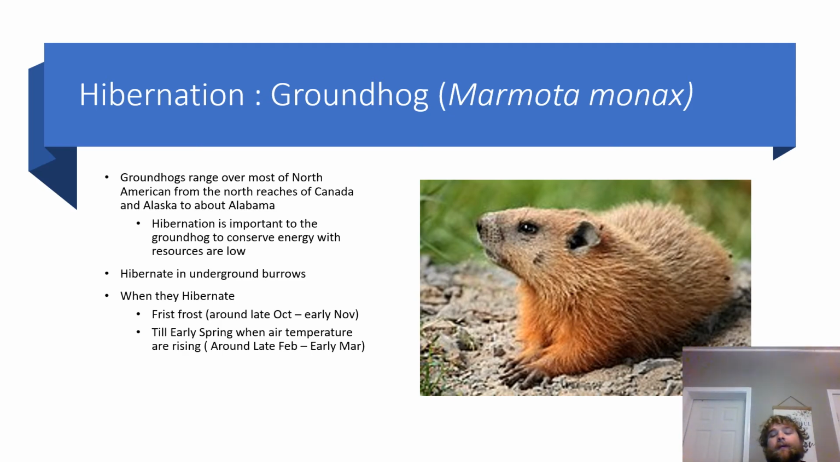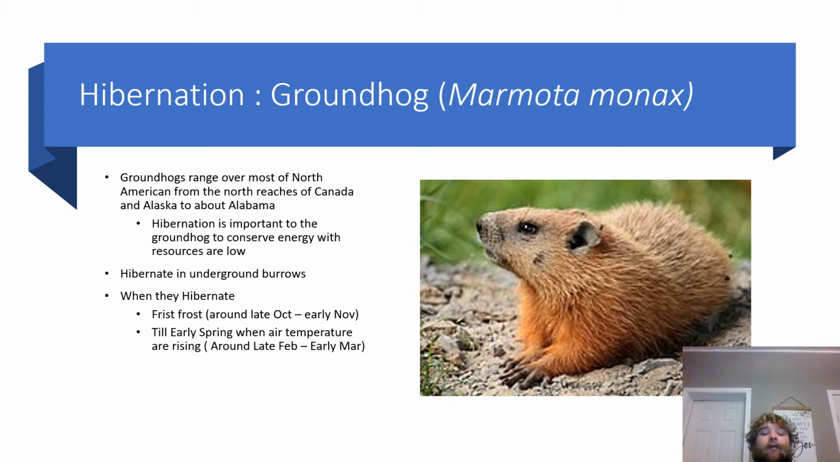So next we'll look at a species that undergoes deep hibernation. And the species I want to focus on is the groundhog. Groundhogs range over most of North America, upward reaches of Canada and Alaska, and then as far south as states like northern Alabama. And you can imagine that hibernation is important so they can conserve energy while resources are low.